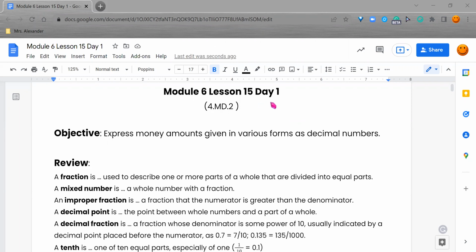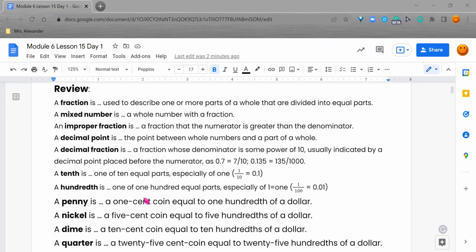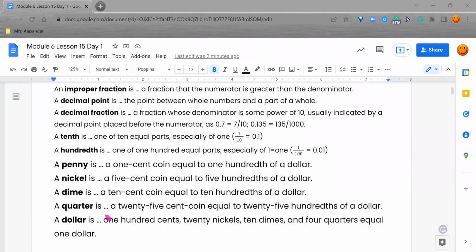We've taken this lesson and divided it in half to give us extra time to understand what we're learning. Our objective is to express money amounts given in various forms as decimal numbers. If you notice, we have our regular vocabulary words, but when I scroll down, you're going to see some more vocabulary words. They're in a bigger font so we can see them.